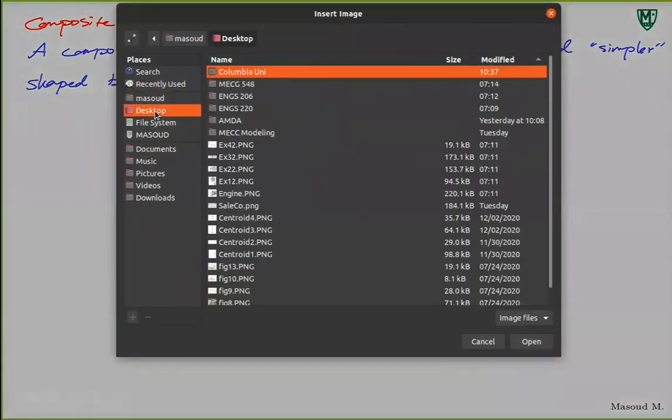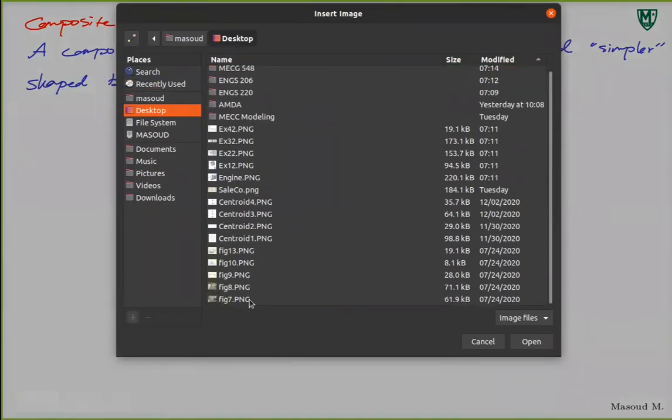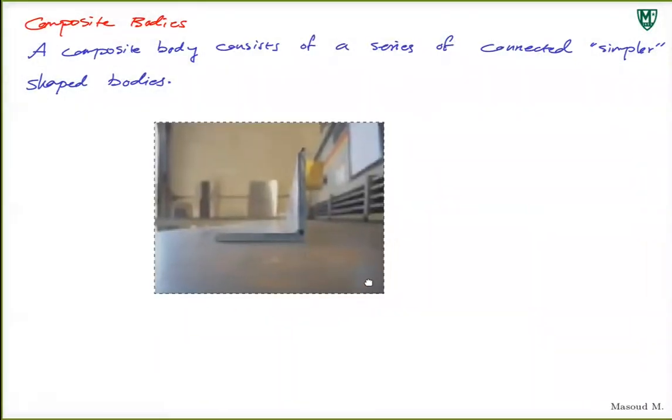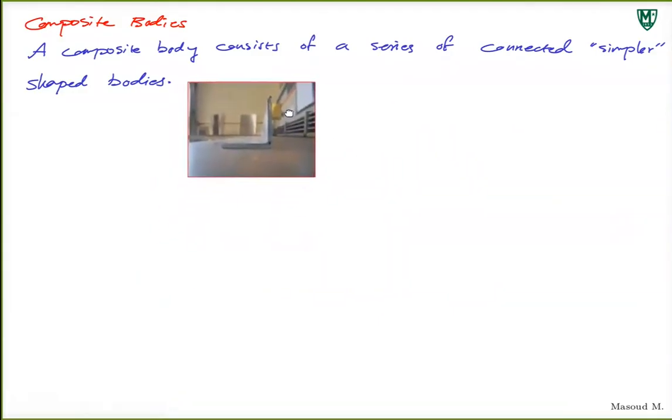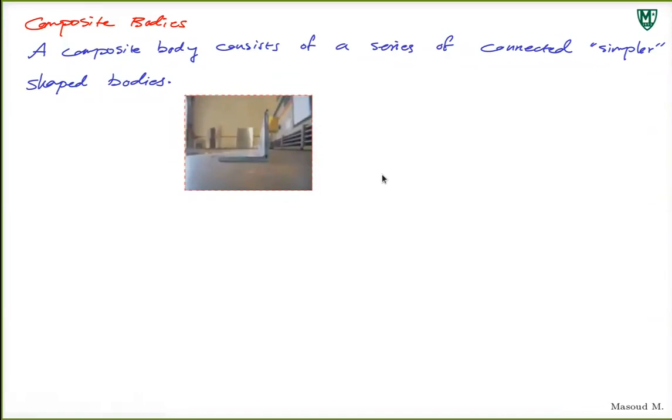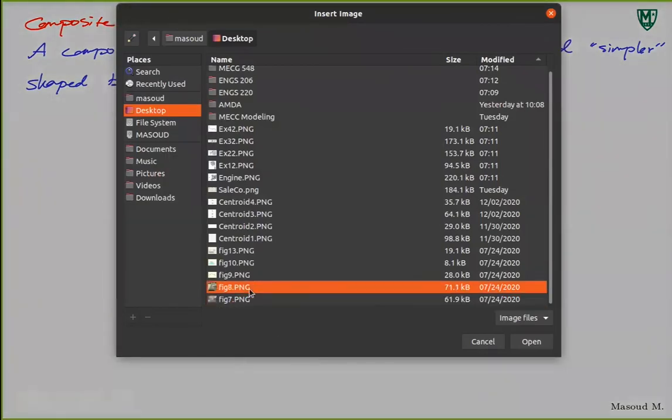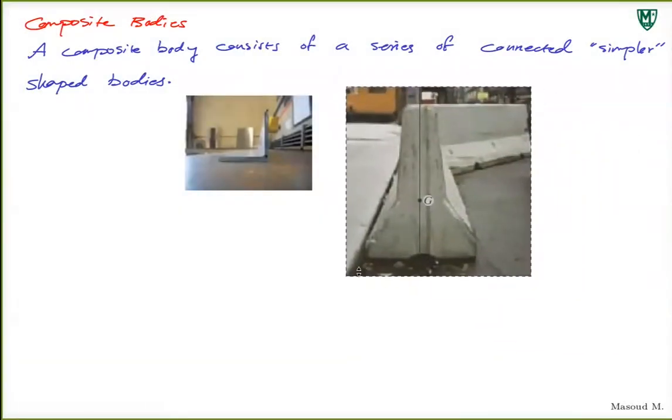If you look at figure 7, it's a cross section of a beam. It's a cross section of an L-shaped beam. We'll talk about these later on when we look into more applications. Or it's just a piece of concrete.